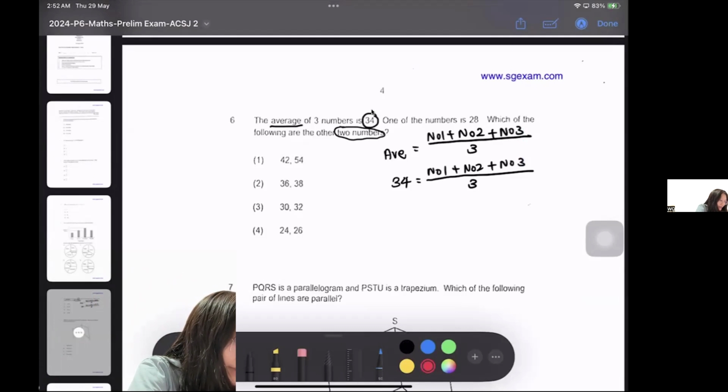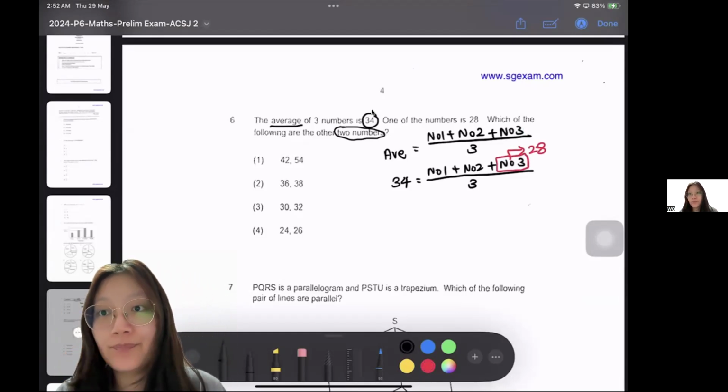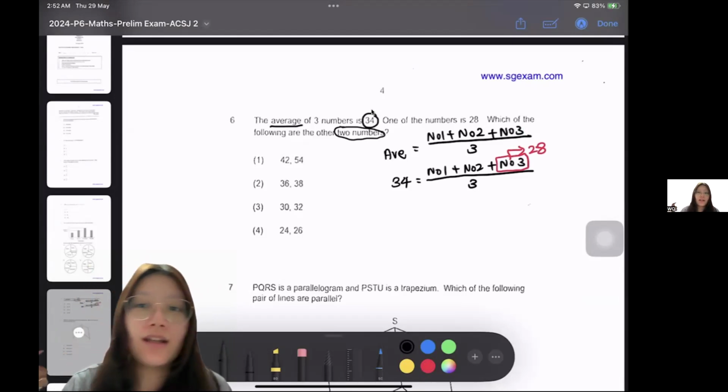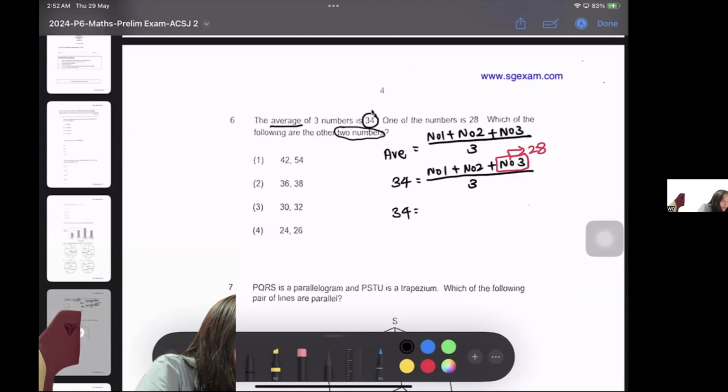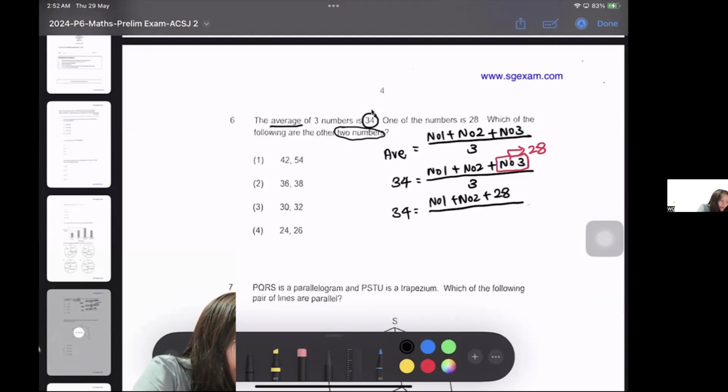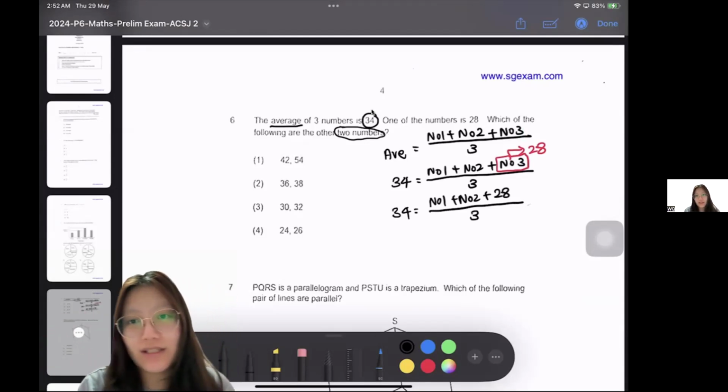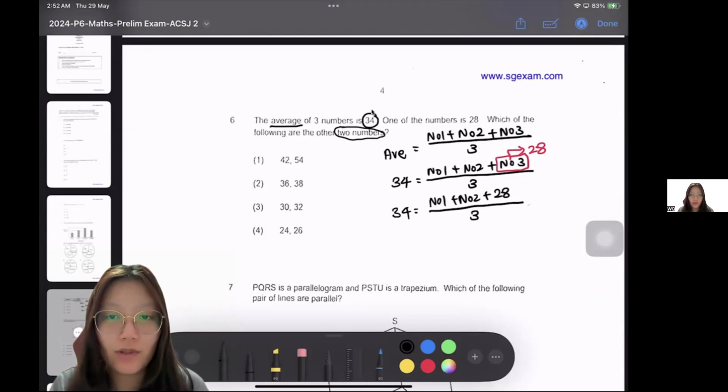Let's assume number 3 is 28, okay? So your number 3 will be 28. So this is how you put in the number into the equation. You need to continue the equation, then just put it in. Okay, so the next one will be 34 equals number 1 plus number 2 plus 28, divided by 3. Basically you write out the whole equation again, just put in the 28, okay?